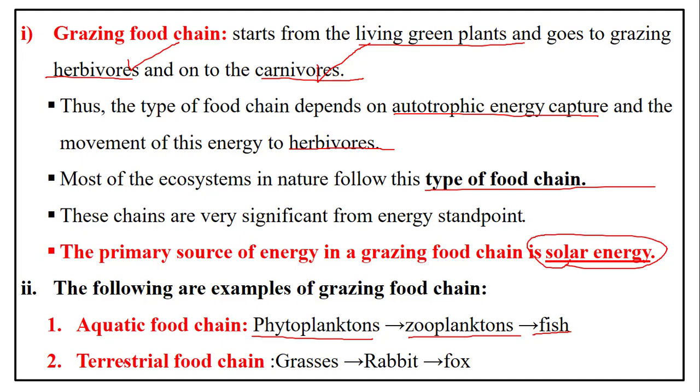Terrestrial or grassland, I think this is the dry land food chain. There is grass, the green plant that can produce its own food. The rabbit, or animals that are herbivorous, can consume the grass, and rabbits will be eaten by the foxes, which are carnivorous.